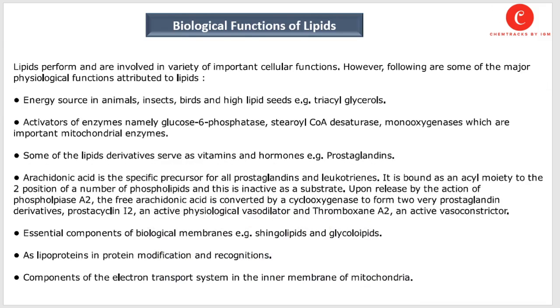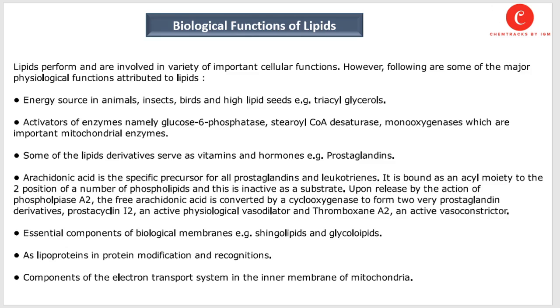Lipids are biologically important. Lipids are involved in a variety of important cellular functions. Following are some major physiological functions attributed to lipids. Energy source in animals, insects, birds, and high-lipid seeds, that is triacylglycerol. Activators of enzymes, namely glucose 6-phosphatase, stearoyl CoA desaturase, and monooxygenases, which are important mitochondrial enzymes. Some lipid derivatives serve as vitamins and hormones, that are prostaglandins. Arachidonic acid is the specific precursor for all prostaglandins and leukotrienes.